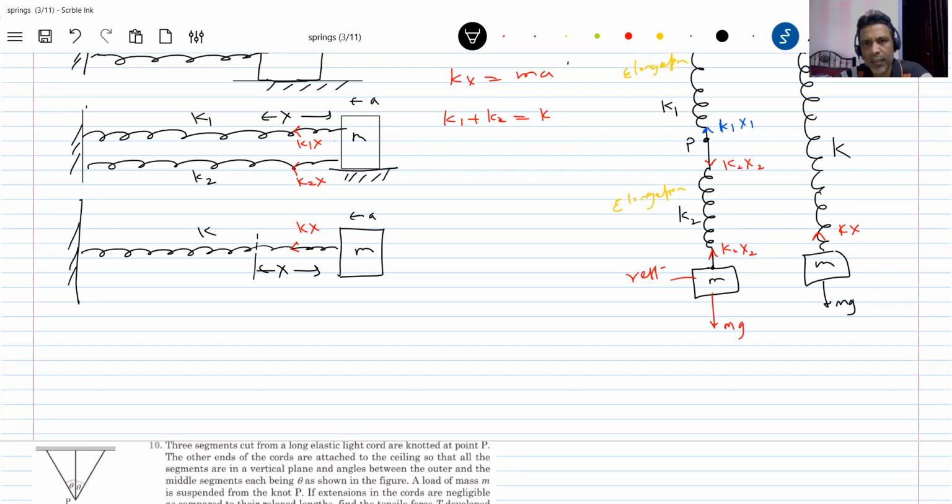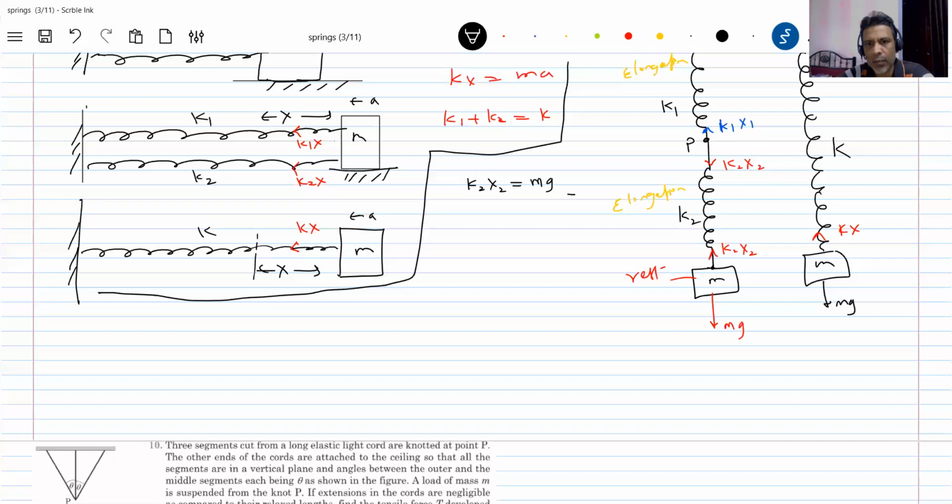I'll come to the discussion for this here only. K1 X1 equal to K2 X2 equal to mg. Or I'll go in order. Let's look at the block. So what you can write, K2 X2 equal to mg. Look at the point P. K1 X1 equal to K2 X2.